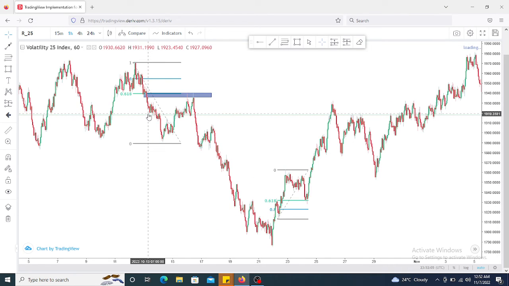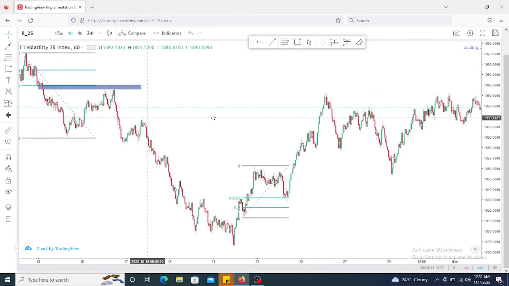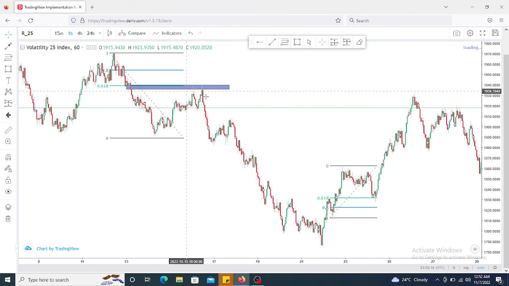But mind you, you don't use your Fibonacci tools alone, you have to look for confluences, for patterns too, for candle patterns, candle formation or patterns in those areas before you also add it as a confirmation to your trade or your entries.